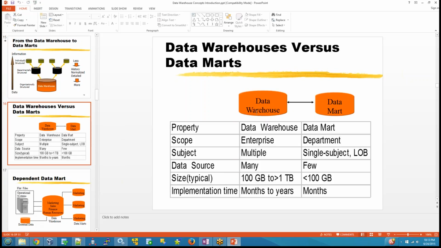Okay, so now what is the difference between data warehouse and data mart? The scope of a data warehouse is complete enterprise-wide, the complete enterprise data.